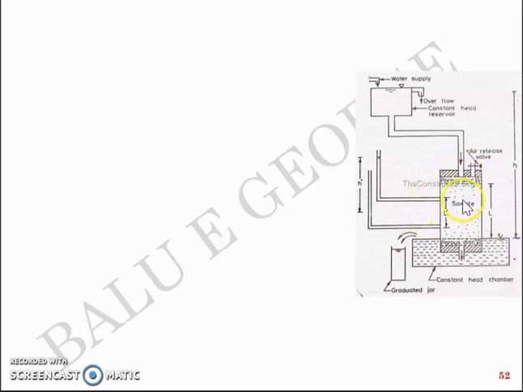So this is a soil sample above which you have a filter paper kept and a porous disc kept. Likewise below you have a filter paper and a porous disc, and the top cap is connected through a pipe to the constant head tank, and in the bottom you have a valve through which you can collect the water to a graduated jar.